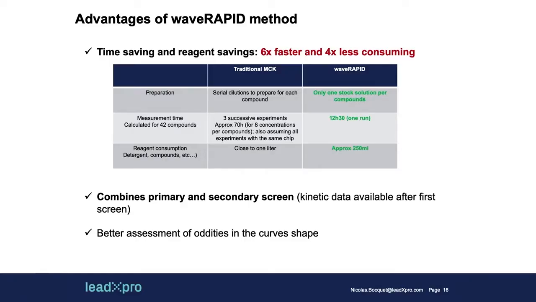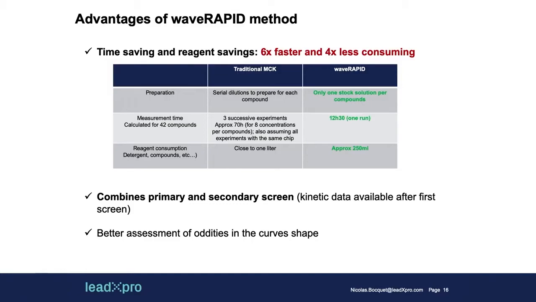So here, that's the conclusion slides to try to raise some points about the comparison between the MCK way of recording data, if you wish, and the waveRAPID method. So here it's a comparison of time that has been spent on setting up the experiments as well as running it on the machine. You have to see that's a comparison to reach the same level of information. So we want to have the K on, the K off, as well as the affinities.